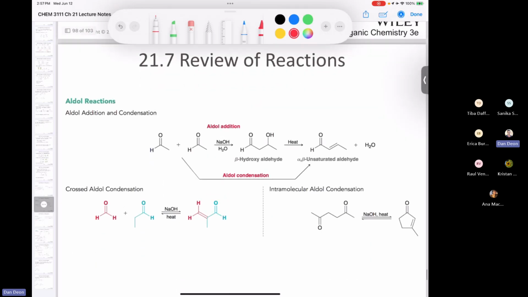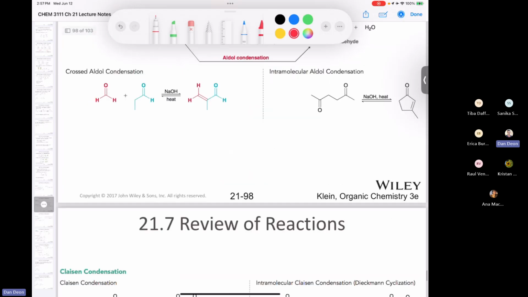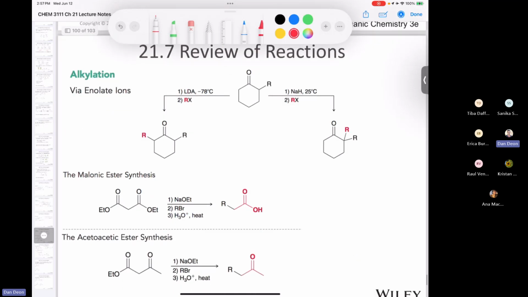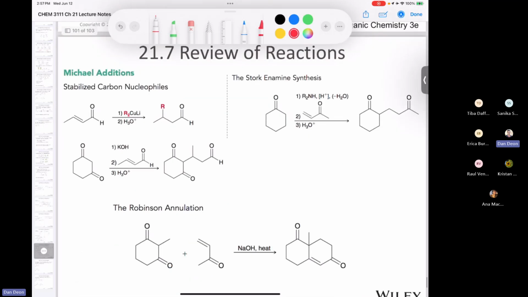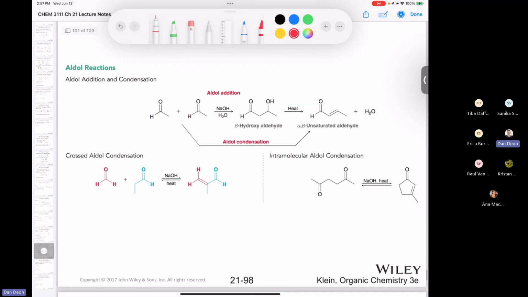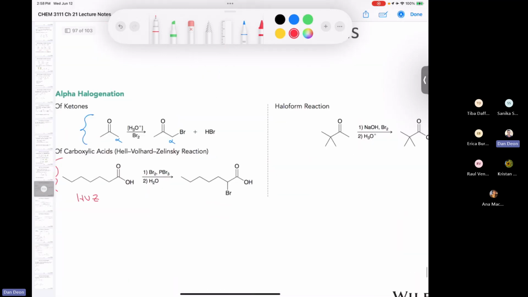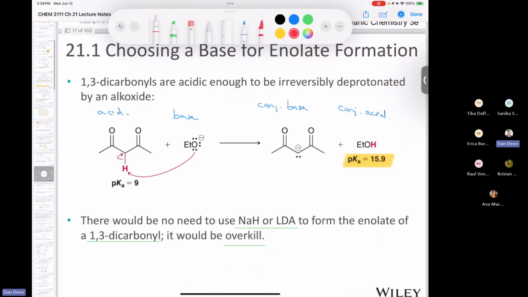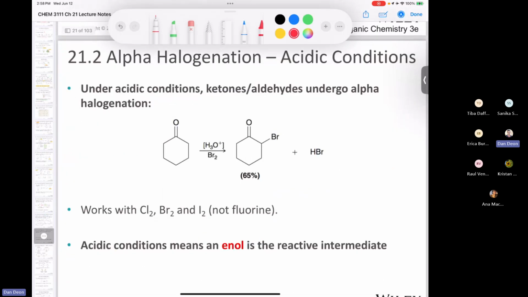I'm not going to mention all these right now because I don't want to flood your brain, but you see that these are the reactions that are covered in this chapter. Then we cover these things: alkylation, malonic ester synthesis, Michael addition, Stork-enamine, Robinson annulation, and all this stuff. But again, we're starting with the reactions right here. This is where we're going to start right now, with what is called alpha halogenation.